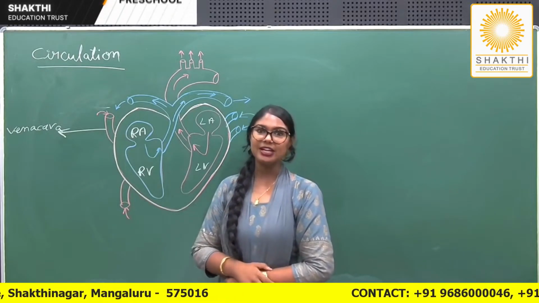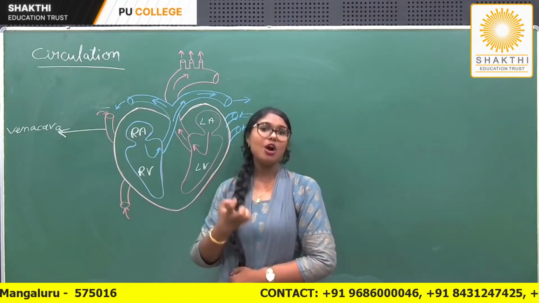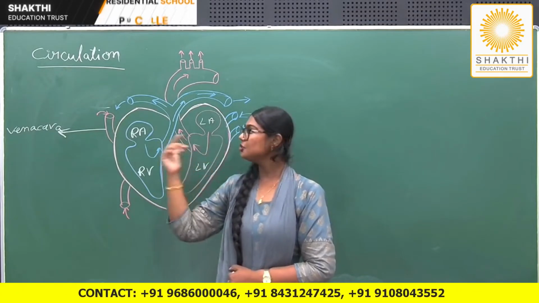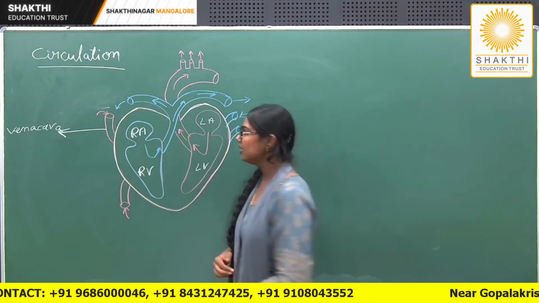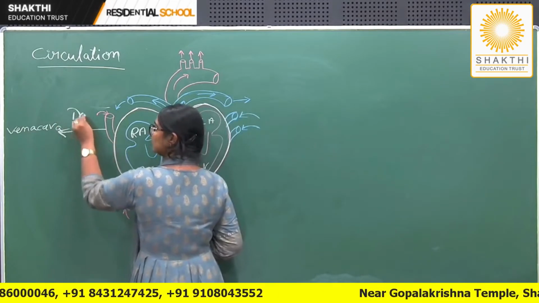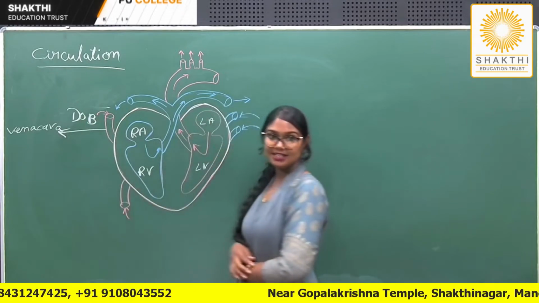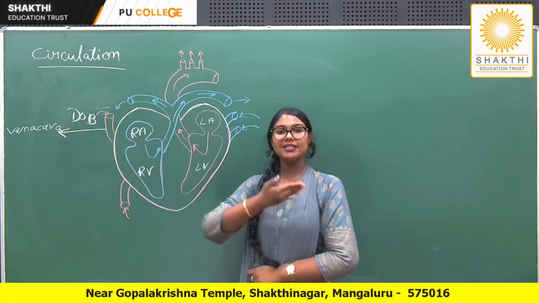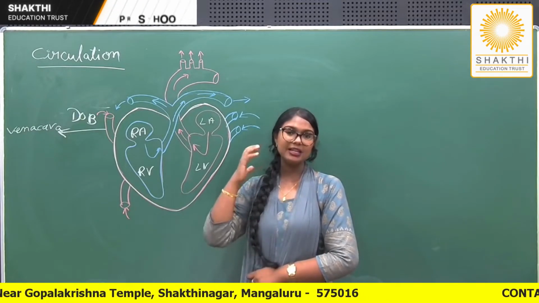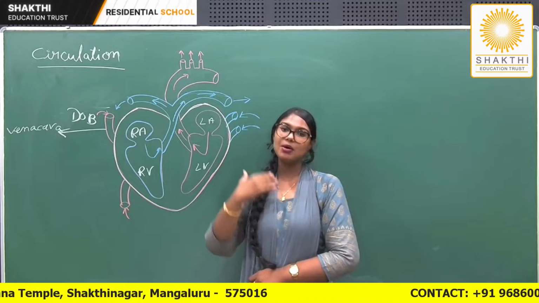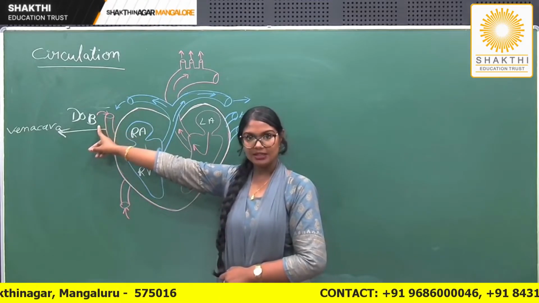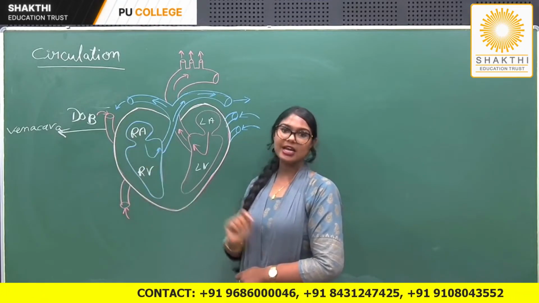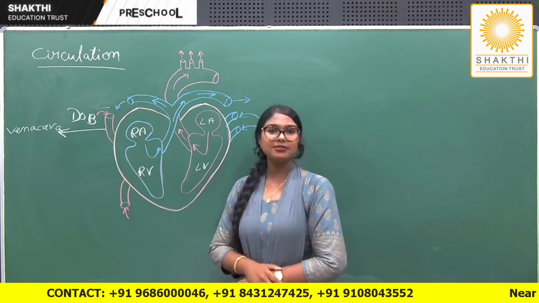The superior vena cava brings the deoxygenated blood from all the parts above the heart to the heart. I will repeat. The superior vena cava brings DOB. DOB is nothing but deoxygenated blood from all the parts that are present above the heart. Your brain, neck, all the regions from above the heart contain DOB, deoxygenated blood. This DOB is brought to the right atrium by the superior vena cava.